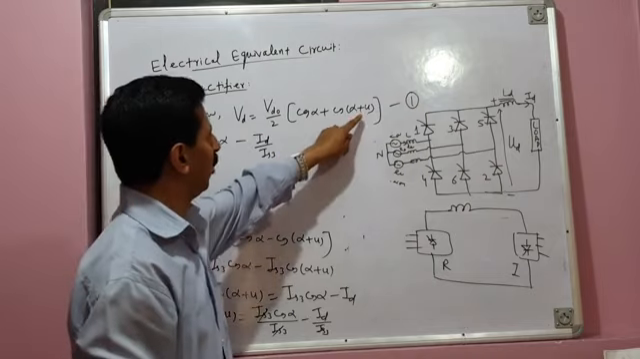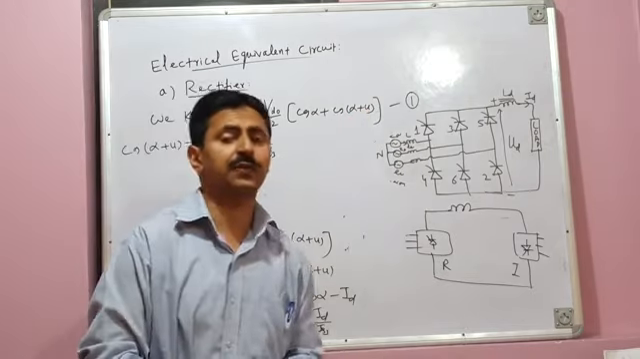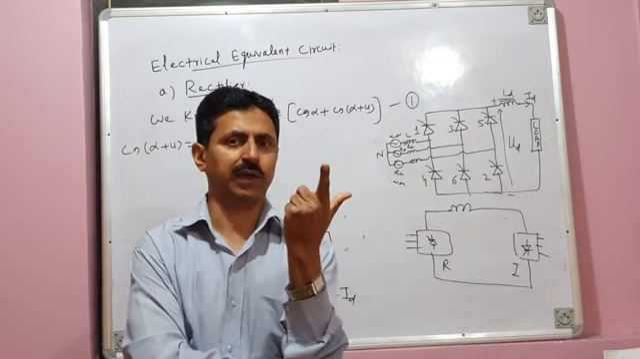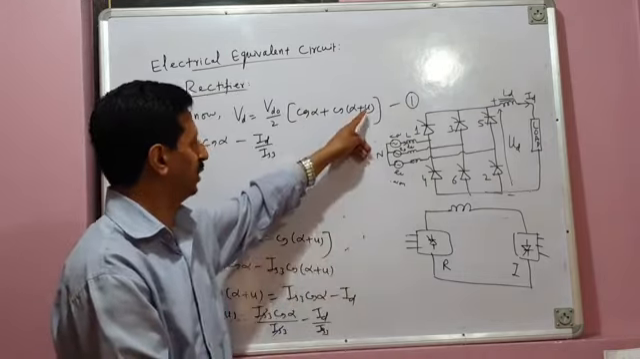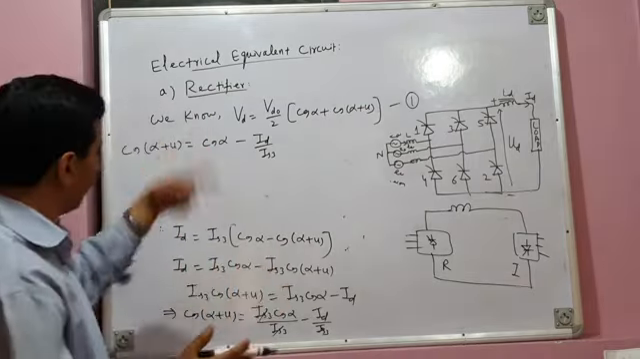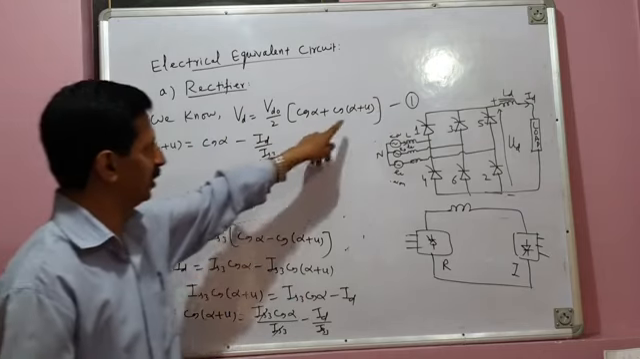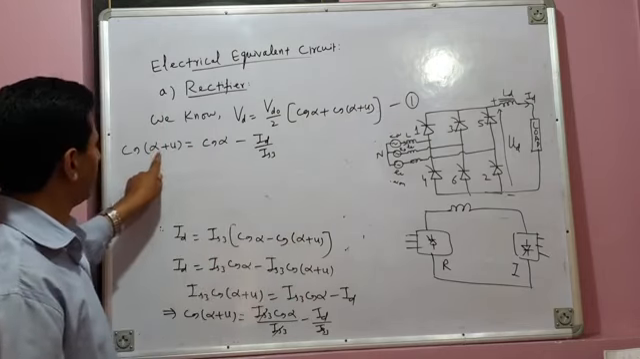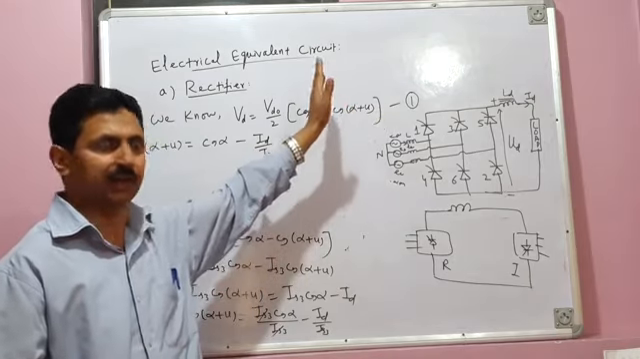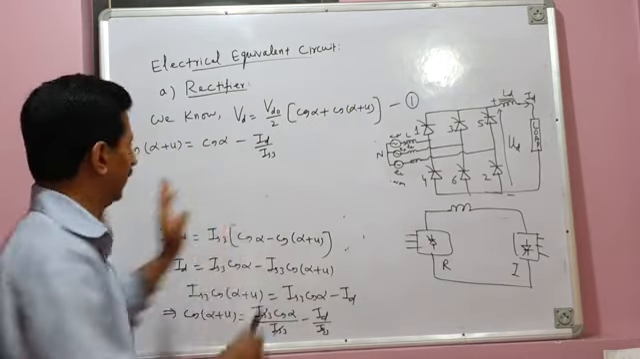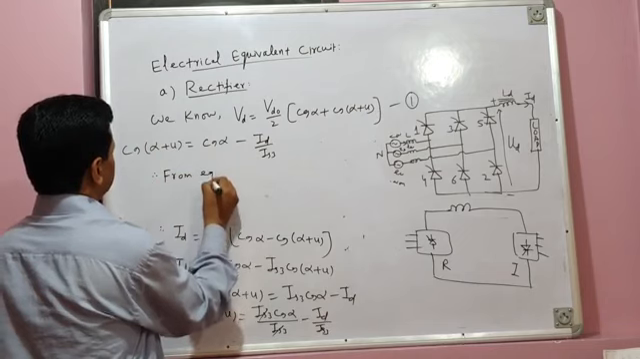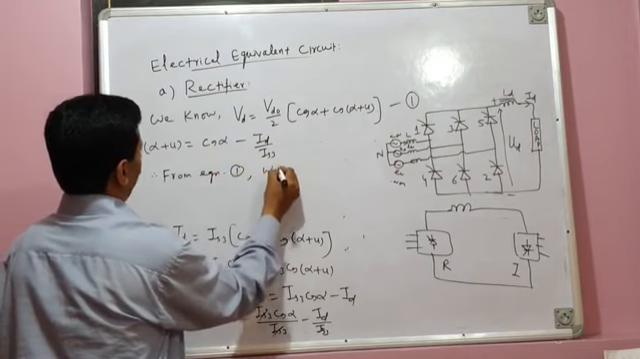Actually, in this equation, I want to remove this u because it is very difficult to find the commutation overlap angle. The overlap angle u is very, very difficult to find. So let us try to get rid of this u. For that purpose, I wrote the equation for valve current I3, and from that equation, I got cos of alpha plus u. So I can substitute cos of alpha plus u here in equation 1. That will eliminate the presence of u. Therefore, from equation 1, what do we have?